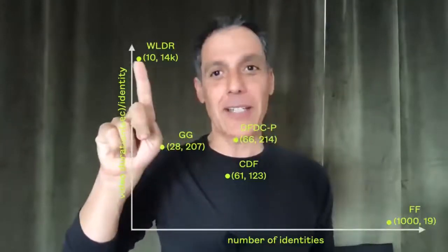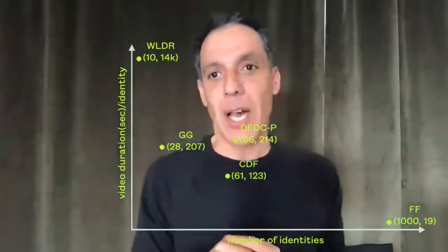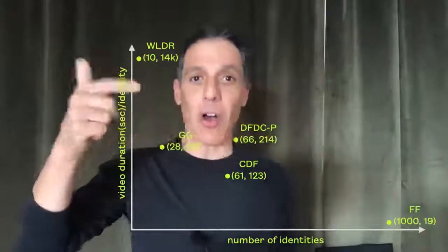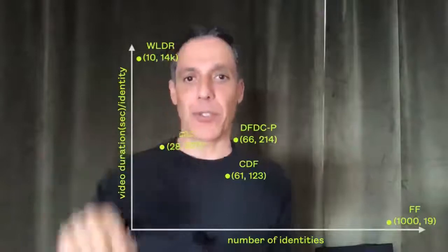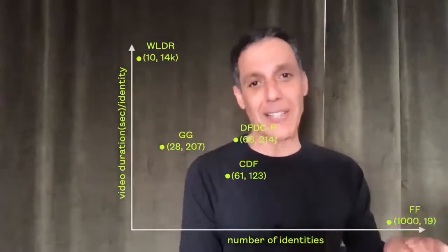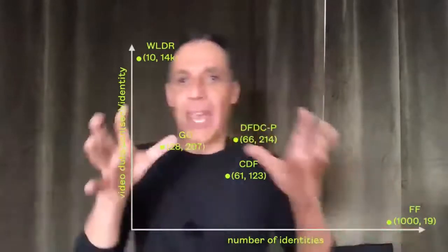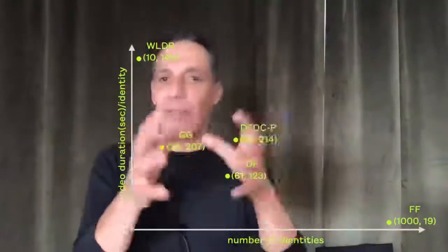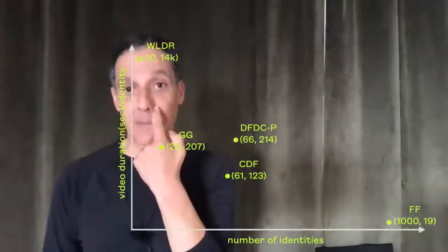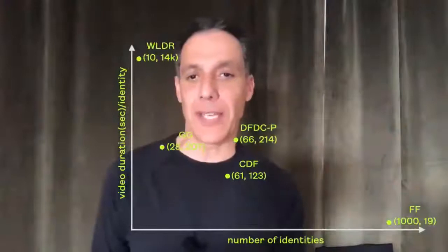There's only 10 identities, but we have 14,000 seconds per identity. So we have really long sequences per person. This is the FaceForensics database, which has 10,000 people, but only 19 seconds per person. And then there are a few datasets in between. We're going to evaluate the BehaviorNet that I just described across all of these datasets.